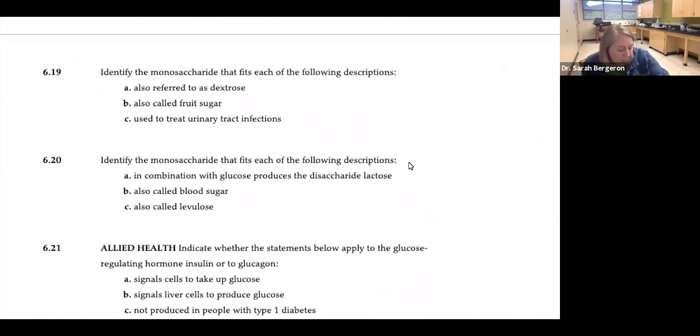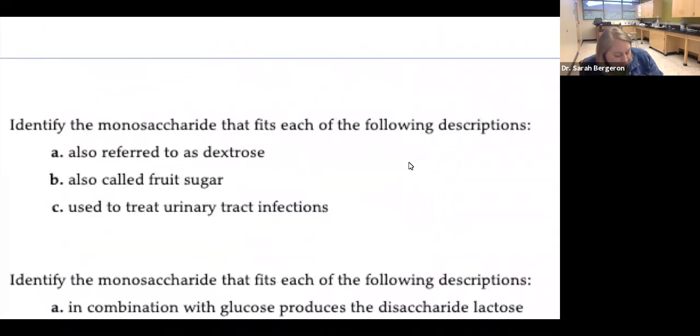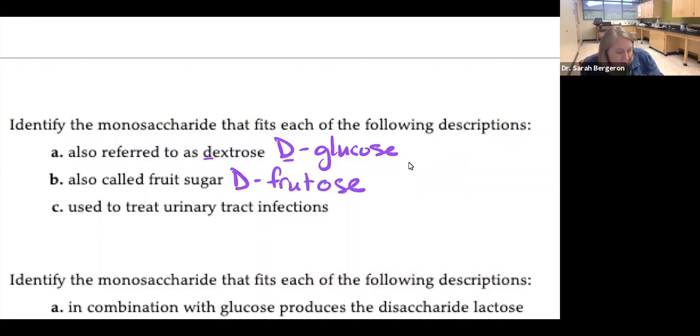All right, now, identify the monosaccharide that fits the following descriptions. So this is all just straight from the notes. Also referred to as dextrose. Dextrose, D-glucose is dextrose. Fruit sugar. Remember, all of this stuff that we're used to eating is in the D form. So make sure you put that D. D-fructose, right? Fruit, F-R-U-I-T, goes to fructose.